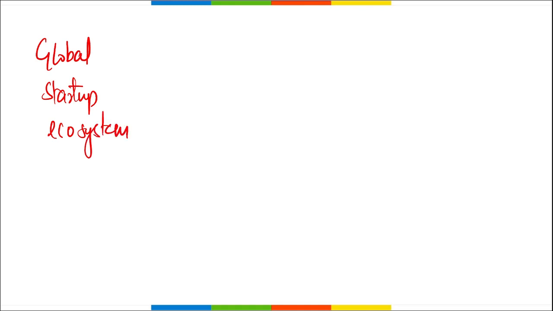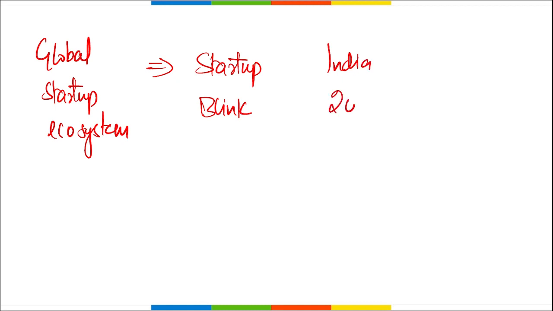Next, remember the Global Startup Ecosystem Index. First of all, tell me who released it. It was released by Startup Blink. The rank of India here was 20th, and this was topped by the United States of America. This is the Global Startup Ecosystem Index for the year 2021.